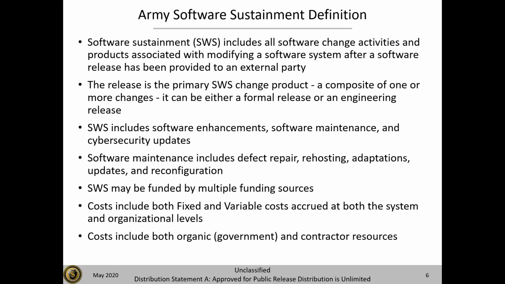So it includes not only the OMA-funded activities that are done at the Army sustainment organizations, but it also includes the production money done by the program management offices during the production phase of the contracts.